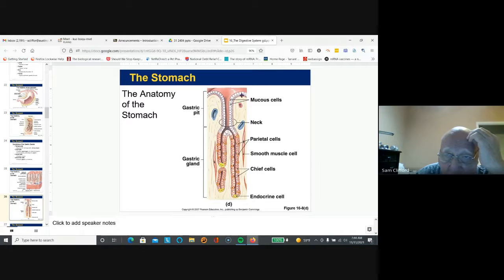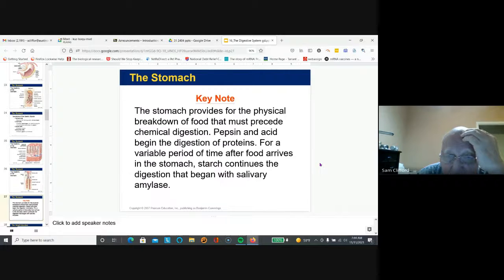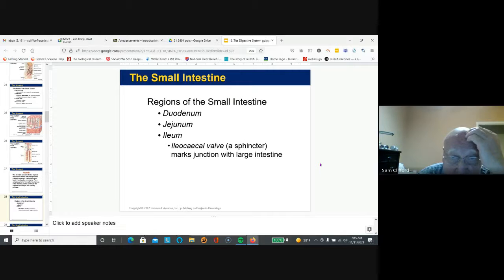So the mucosal cells secrete mucus, while parietal cells and chief cells and so on secrete acid and enzymes. The stomach starts the physical breakdown of food and begins digesting proteins. Starch continues to be digested with salivary amylase. Okay, let's stop there.